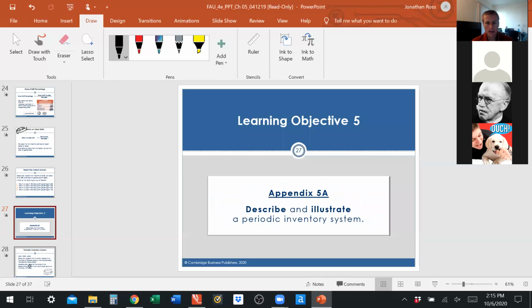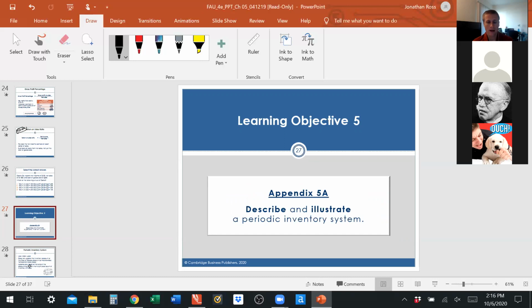Appendix A just illustrates, gives you the journal entries from the perspective of the company using a periodic inventory system. Most companies don't use a periodic inventory system. Most companies use a perpetual inventory system for many reasons. We talked about them. But you're responsible for knowing the journal entries if a company uses a periodic inventory system. So have a look at that appendix.